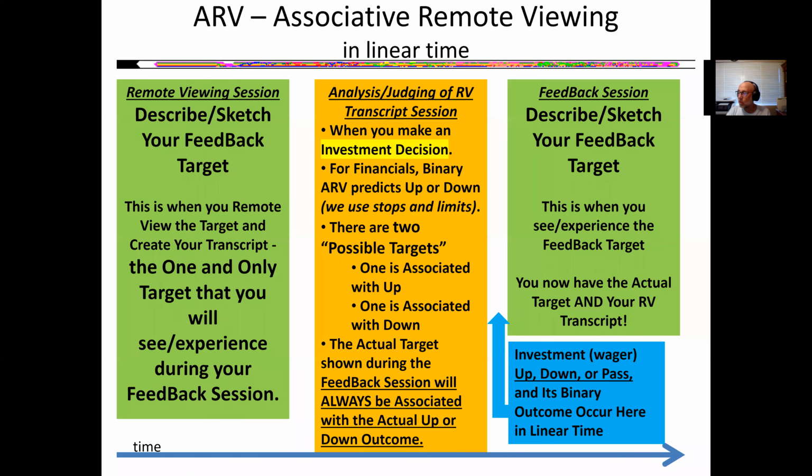Now, I'm going to go over this again, but this is the essence of ARV. Binary ARV, two possible targets, one associated with up, one associated with down. Your job as a remote viewer is to describe what you see here, because you will always see the appropriate up or down target.